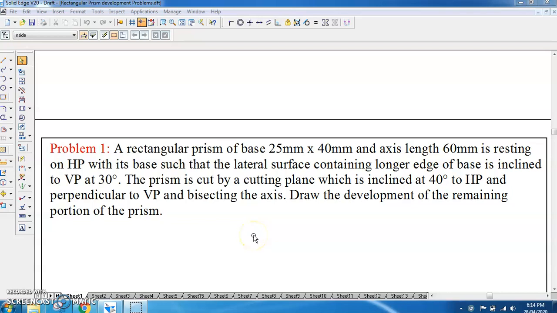Welcome to the session on engineering graphics. In today's session, we are going to solve one problem on rectangular prisms lateral surfaces development.